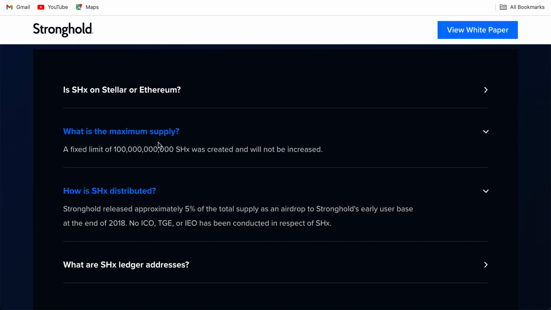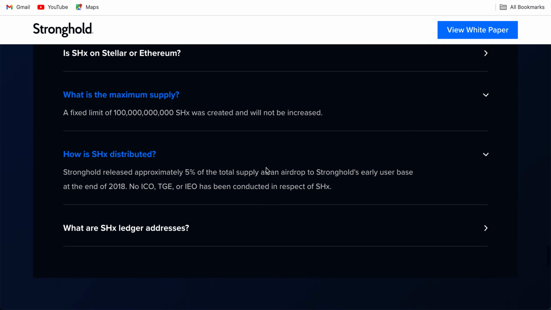a question: what is the maximum supply? A fixed limit of 100 billion SHX was created and will not be increased. How is SHX distributed? Stronghold released approximately 5% of the total supply as an airdrop to Stronghold's early user base at the end of 2010.